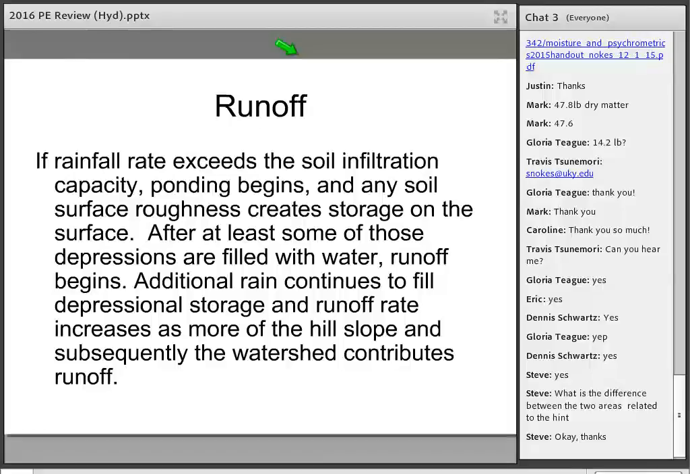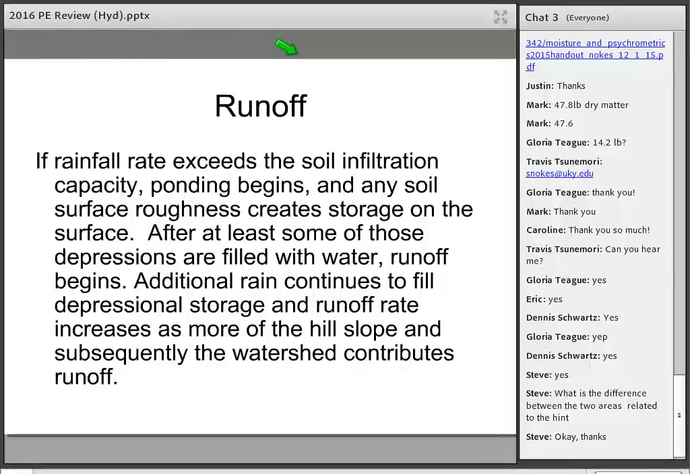If it's raining faster than the soil can take it in, you're going to start getting some ponding. Water's going to accumulate on the surface. If there's any roughness on that surface, that means there's going to be water stored on that surface because it can't flow freely away. It's going to sit there in a depression of some kind. But after some of those depressions get filled with water, you're going to have some water moving down slope. And as more rainfall continues and as it fills more of that depressional storage, the runoff rate's going to increase as more of the hill slope contributes.